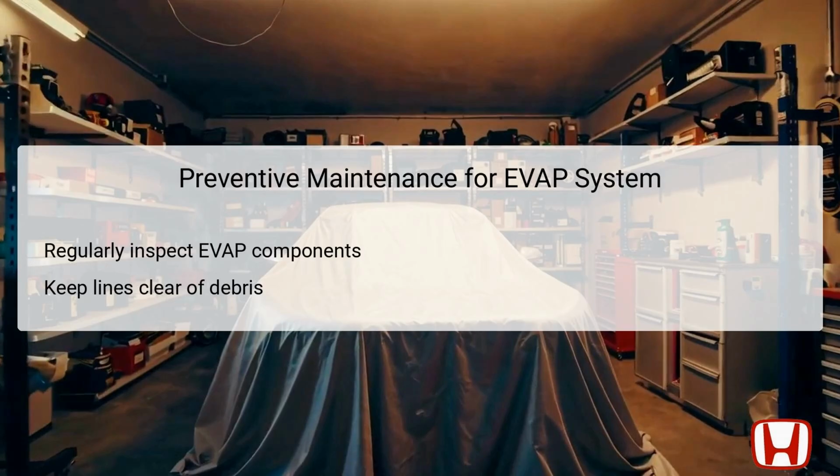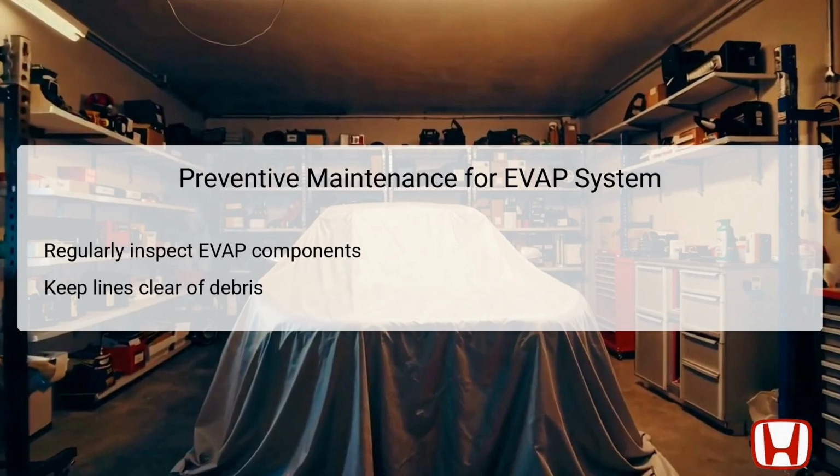Preventive maintenance for the EVAP system is essential to avoid future issues like DTC P145C. Regular inspections of the EVAP components, such as the canister, purge valve, and hoses, help ensure that everything is functioning correctly. Look for any signs of wear or deterioration, as these can be early indicators of potential failures.